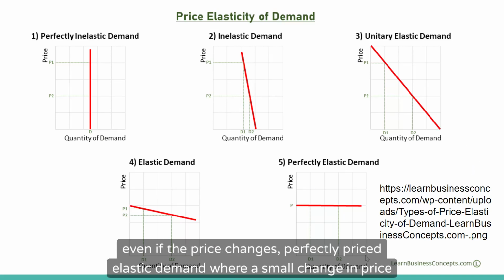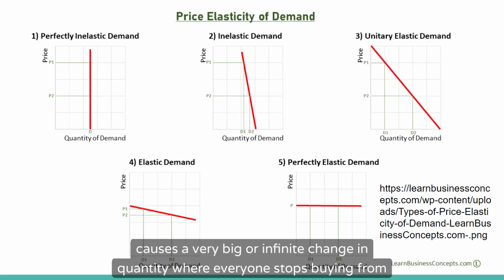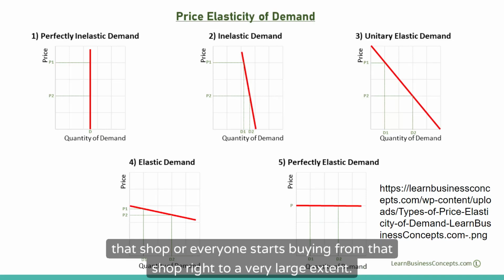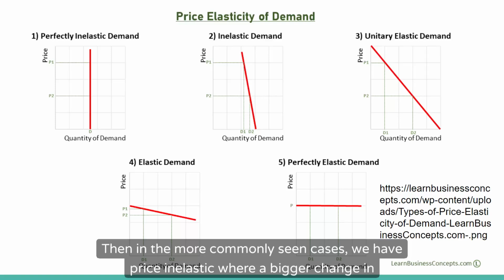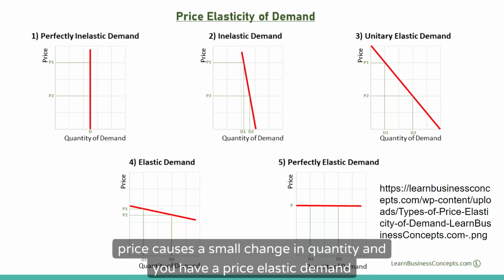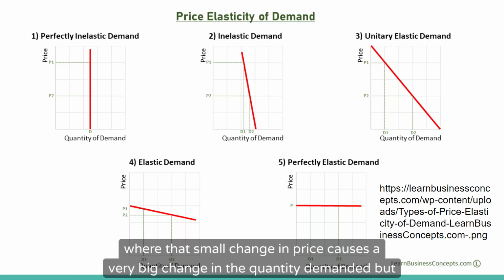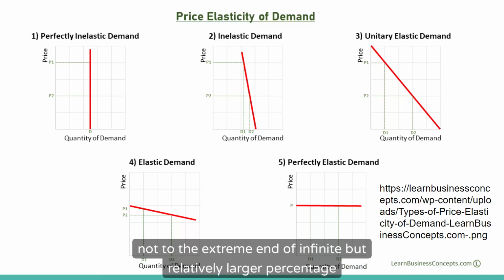Perfectly elastic demand is where a small change in price causes a very big or infinite change in quantity, where everyone stops buying from that shop or everyone starts buying from that shop, right? To a very large extent. Then in the more commonly seen cases, we have price inelastic, where a bigger change in price causes a small change in quantity, and you have price elastic demand, where that small change in price causes a very big change in the quantity demanded, but not to the extreme end of infinite, but a relatively larger percentage change.